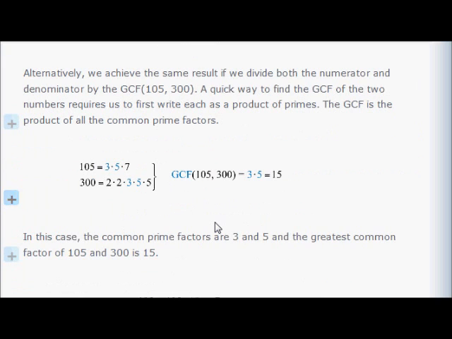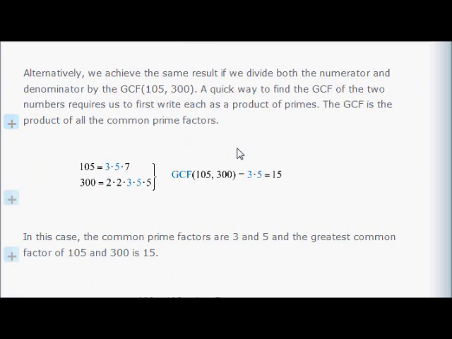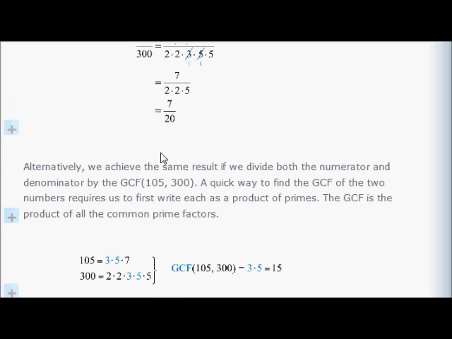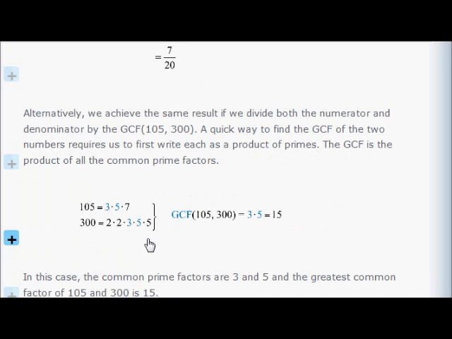Now, we could have gotten the same result if we divided the numerator and denominator by the GCF. So, what's a quick way to find the GCF of the two numbers? Well, we had just split them up into primes, and the primes that we canceled, when you multiply those together, that's actually the GCF. Okay? So, what did we cancel? We canceled 3 and 5. 3 times 5 is 15. Okay, so 15 is the GCF.